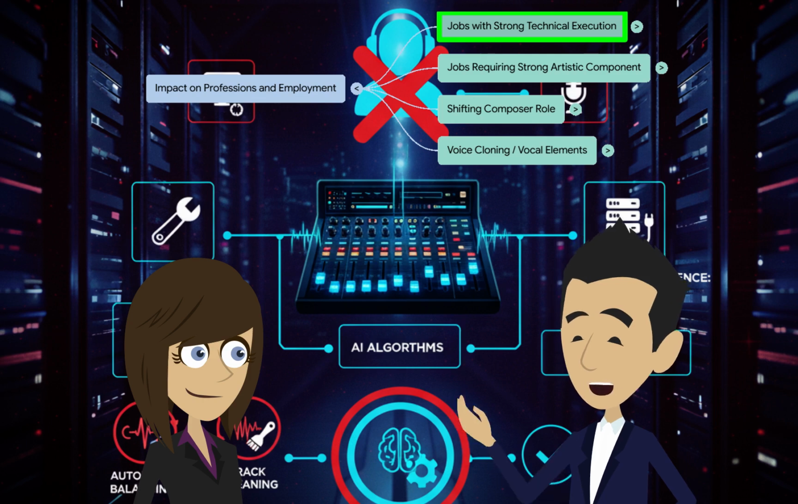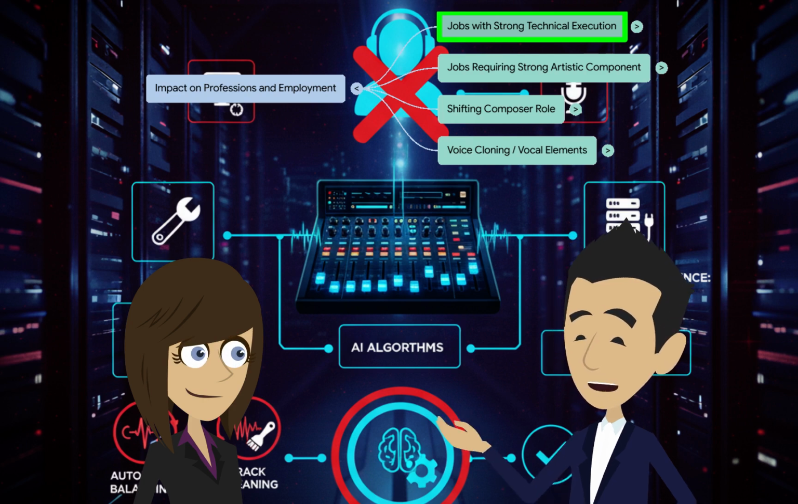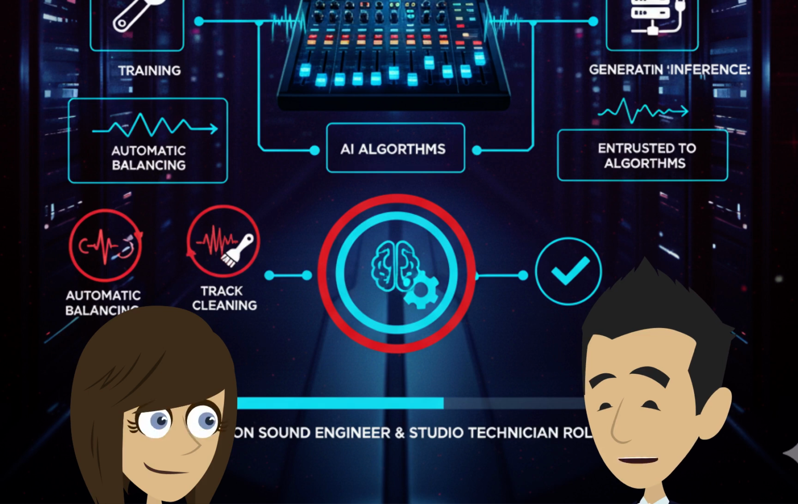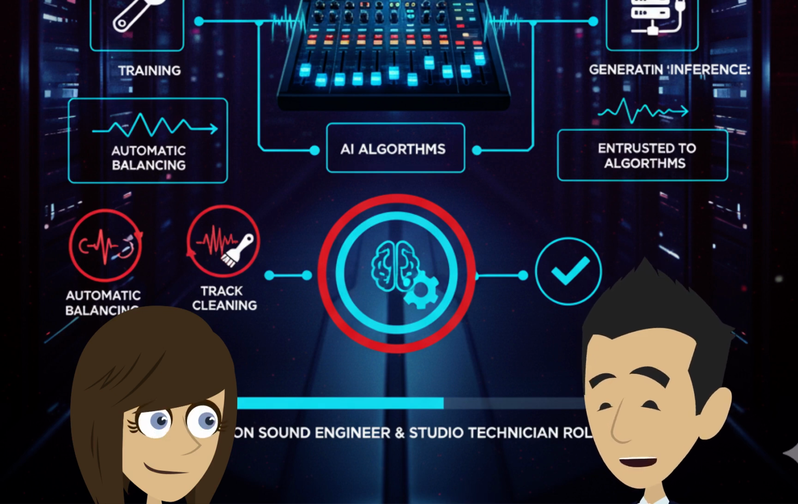The impact varies based on the nature of the job. Jobs with a stronger technical execution dimension, like sound engineer or studio technician, are seeing repetitive tasks such as automatic balancing or track cleaning gradually entrusted to algorithms. Automated audio mastering is currently mature technology and partially automates tasks for mastering engineers.